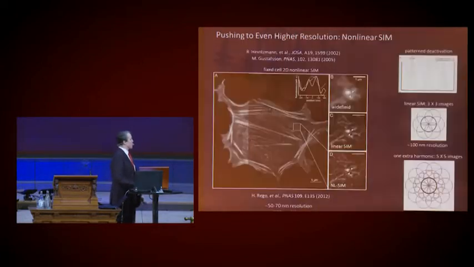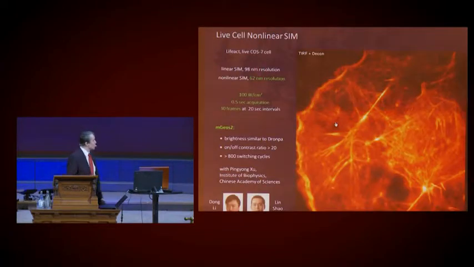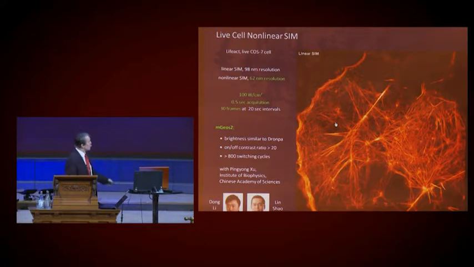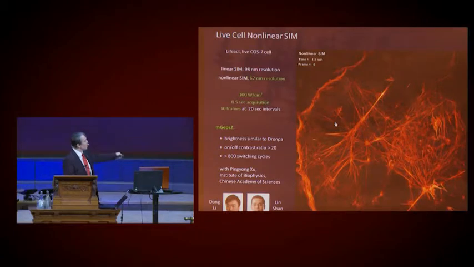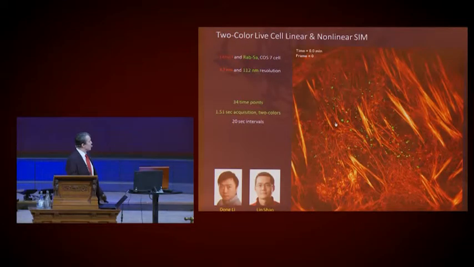The problem with this demonstration was it took forever, 900 seconds to get one image, way too slow to do live imaging. So we've pushed that in our group. This is now doing half a second acquisition. This is looking at the actin cytoskeleton as you go from linear to nonlinear, and before that, just regular TURF and deconvolution, and then we can do live imaging of the actin cytoskeleton then at 60 nanometer resolution in this case. We've then applied that in a variety of systems.